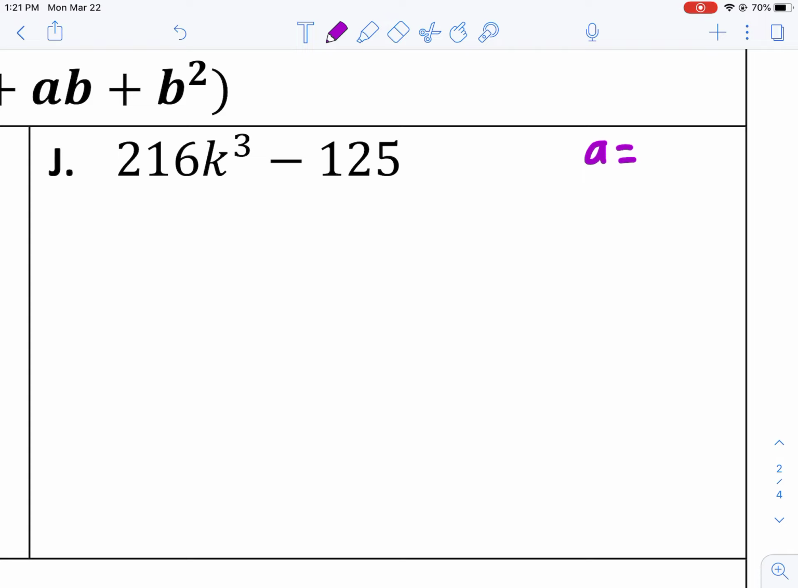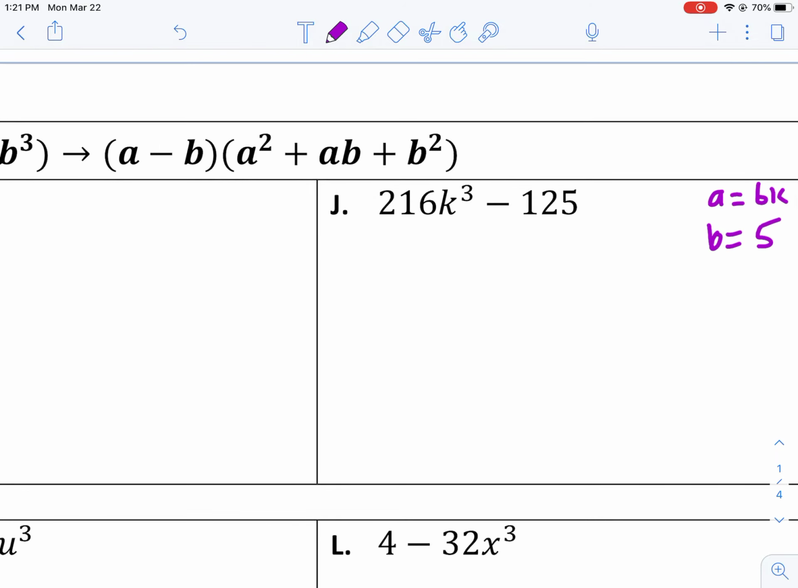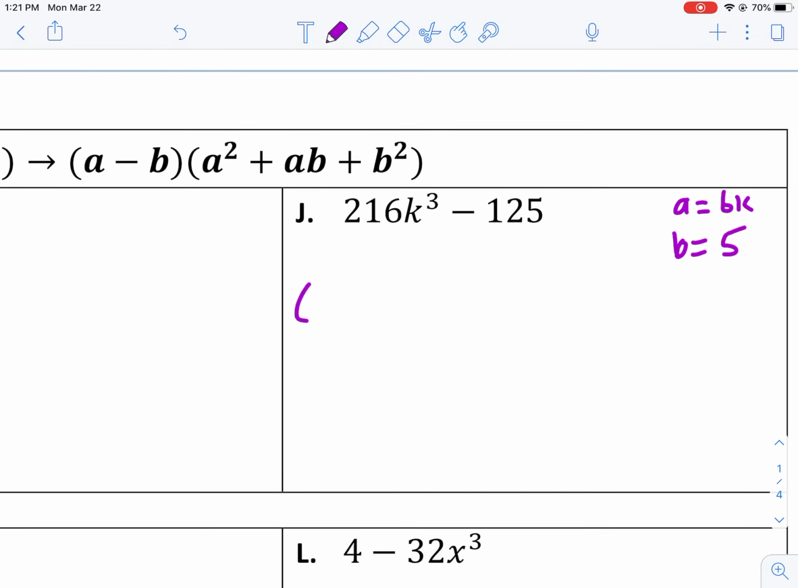So here, a is going to be 6k because that cubed will give us this. And then b is going to be 5 because b cubed is 125. So now, again, we want to plug these in. So we first got a minus b, so that's going to be 6k minus 5. And then we've got a squared, which is going to be 36k squared, plus ab, so multiply those together, that's 30k.